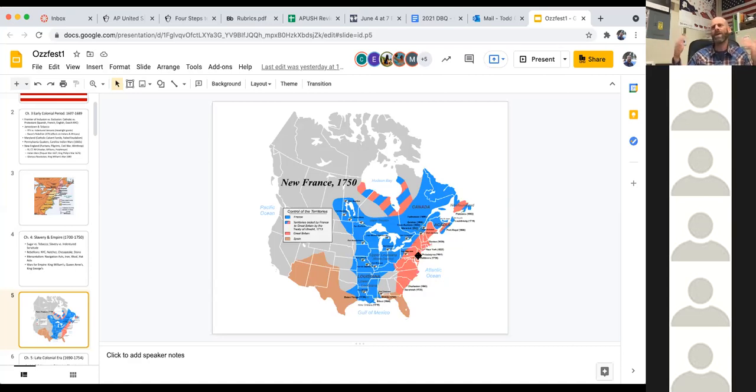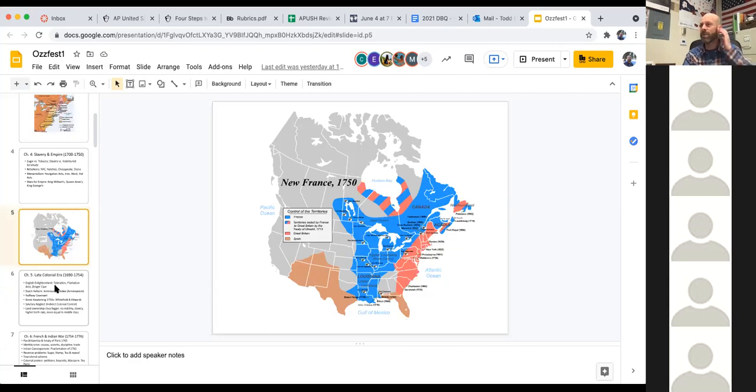So we might say, well, how on earth could France ever win this war? They had alliances with every Native American tribe on the continent, pretty much. There might just be one or two exceptions. I think the Oneidas, the Tuscaroras, that was about it. Every other tribe was allied with the French. And so that was the major population, and it kept the English kind of bottled up on the East Coast.